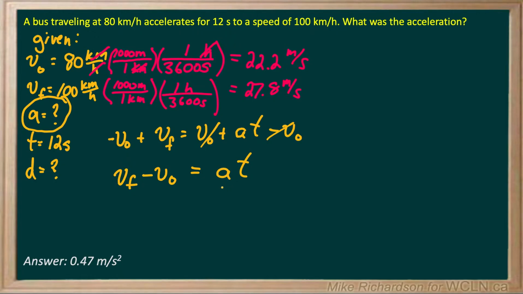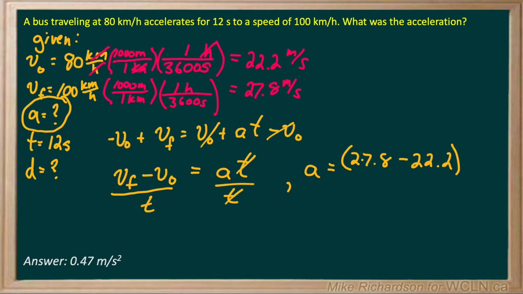And I want to get A by itself, so I've got to divide both sides by T. But I have to divide everything by T. So my acceleration is V final minus V initial over T. So let's plug in the numbers. Acceleration, V final minus V initial, all divided by time. And when I do the calculation, I end up with a positive acceleration of 0.47.